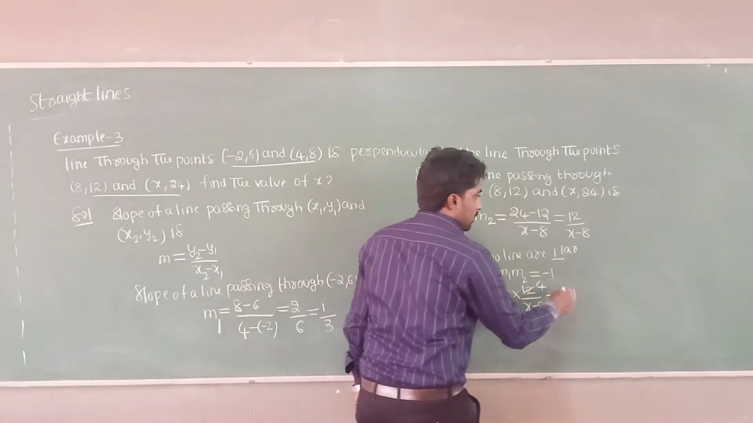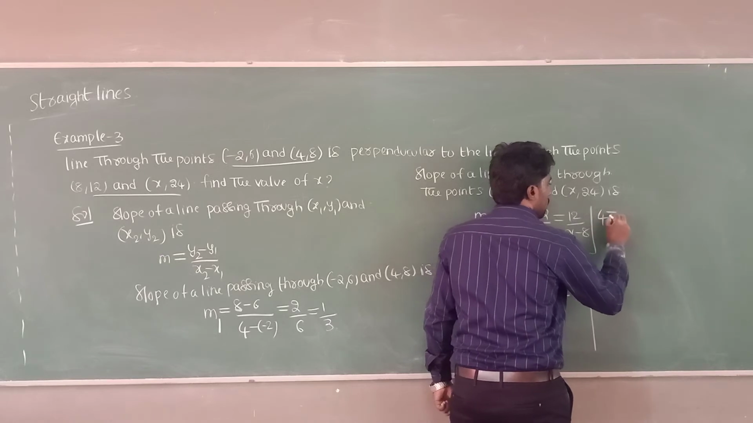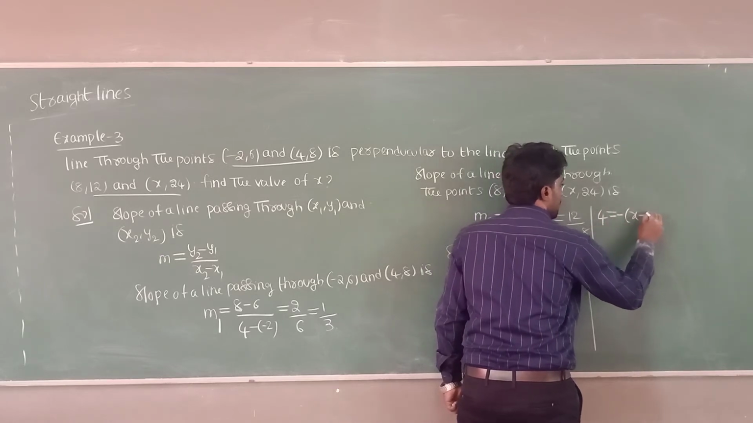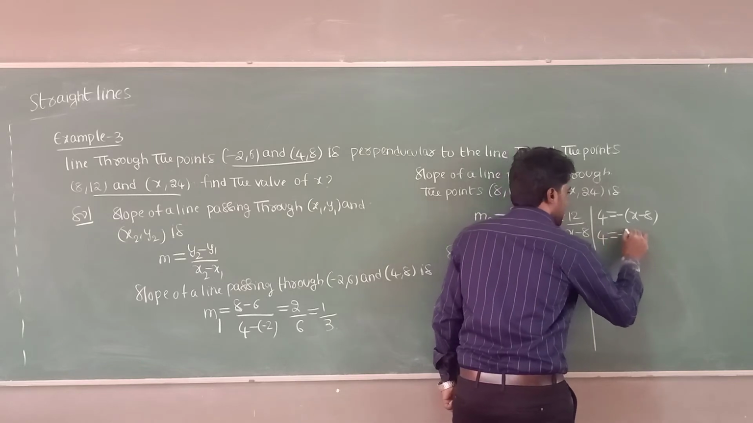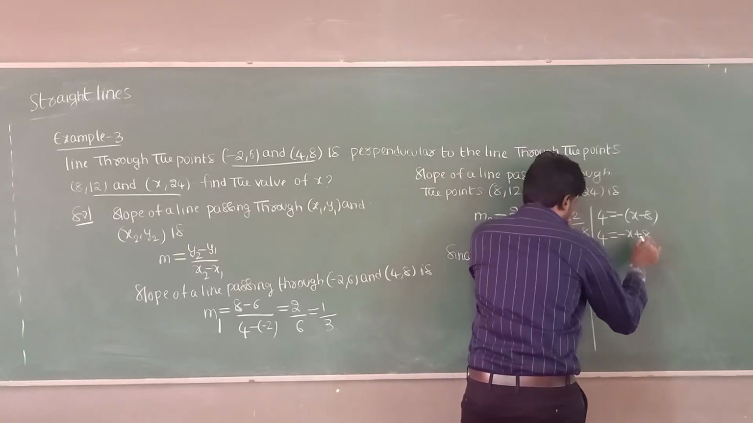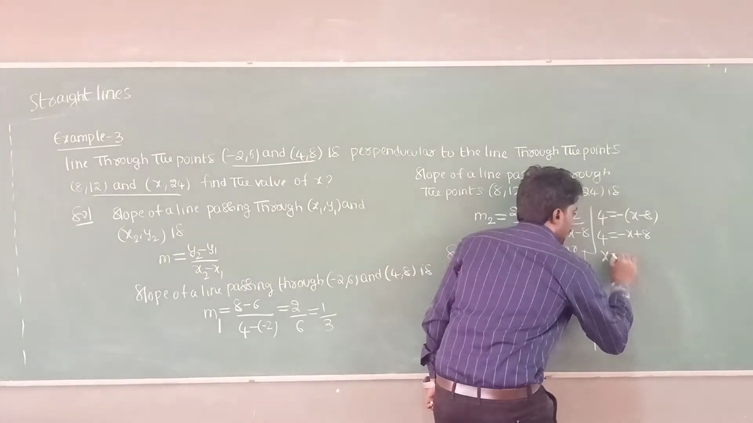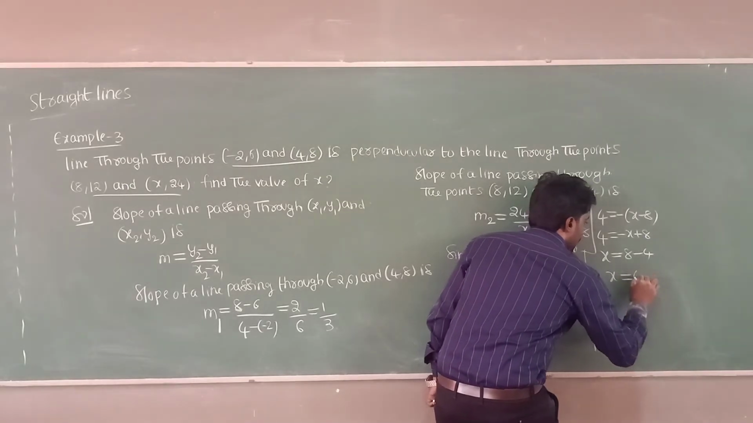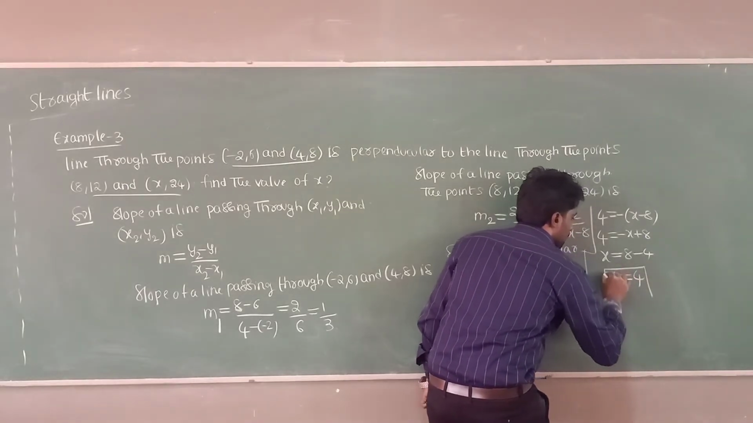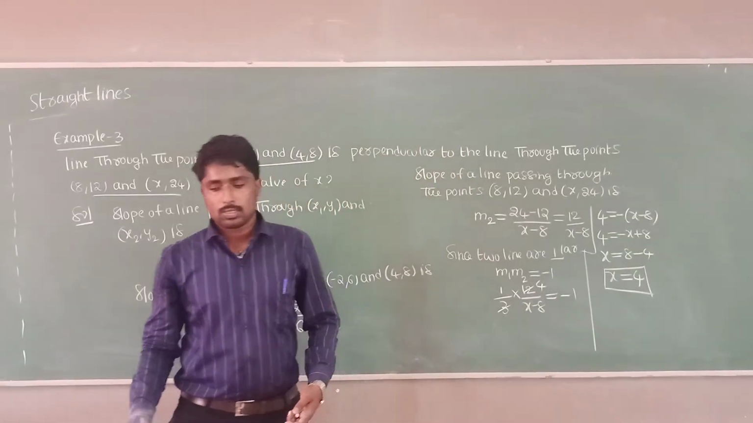If x minus 8 goes to that side, what am I getting here? 4 equal to minus of x minus 8. So this becomes 4 equal to minus x plus 8. If minus x comes this side and plus 4 goes to that side, x equal to 8 minus 4. So the x value is finally equal to 4. Okay, the value of x is 4 here. All of you note down this.